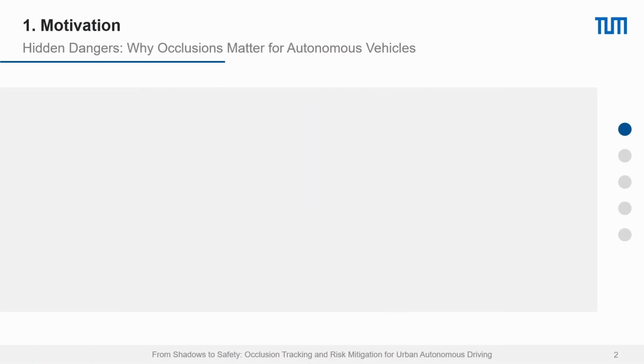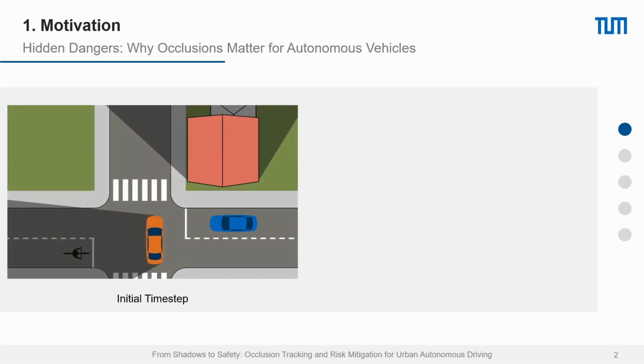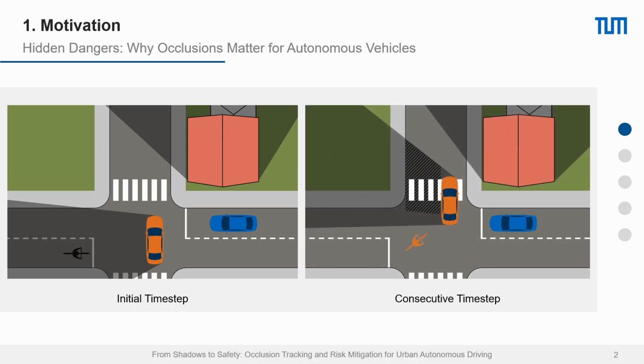Let's start with a simple example. On the left side of the slide, we see a cyclist approaching the intersection, but they are completely hidden behind the orange vehicle. Our blue car has no chance of detecting them right now. A few seconds later, as shown on the right, things get tricky. The cyclist enters the intersection just as our car might be about to drive through. If both parties continue, there is a real risk of getting dangerously close or even colliding. That's exactly the kind of situation we want to avoid.